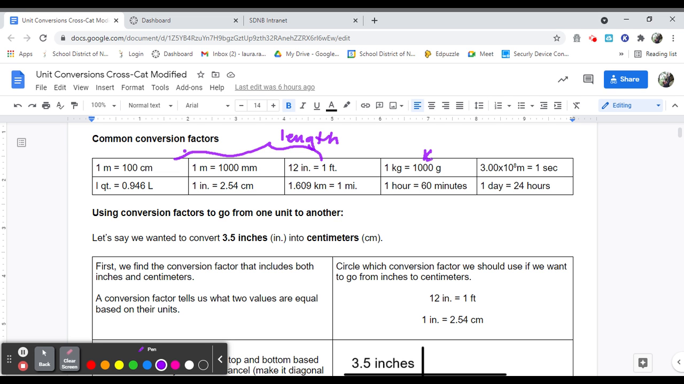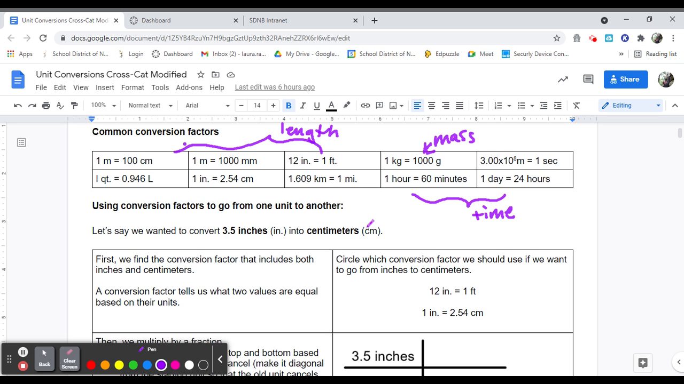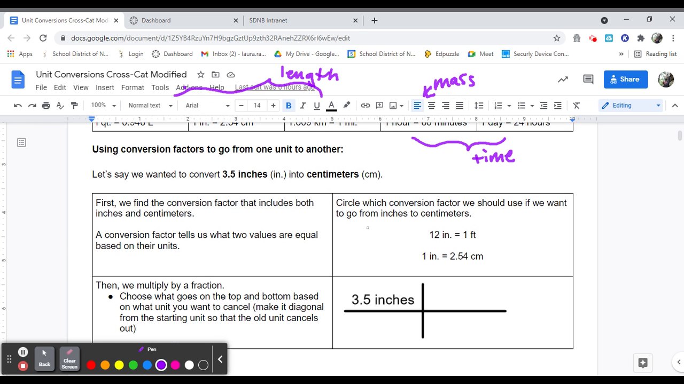Here we see one that is related to mass. These ones are related to time. So there are many different units of measurement that we can use. And if we know the equivalence or how one thing equals another, we can get between the different units. So let's take a look at an example.